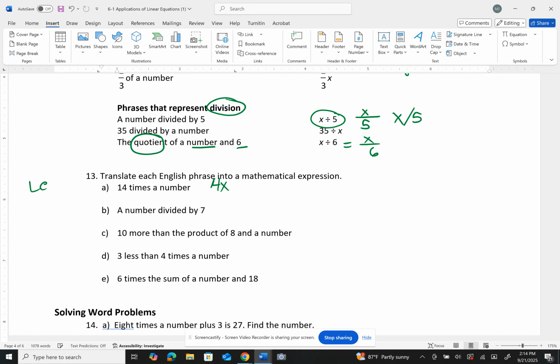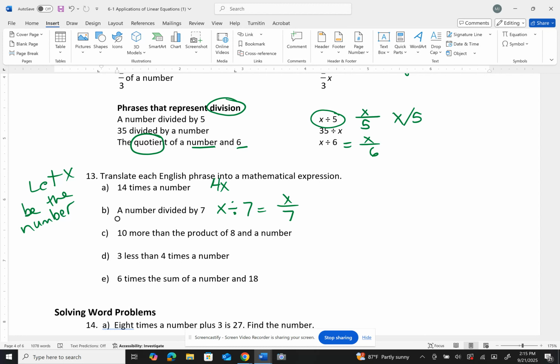I'm going to let x be my number. So I'm going to use x. I could have used an n or different numbers for each of these if I wanted to. A number divided by 7 would have to be the number first divided by 7. Could be written like that, or it could be written like this.